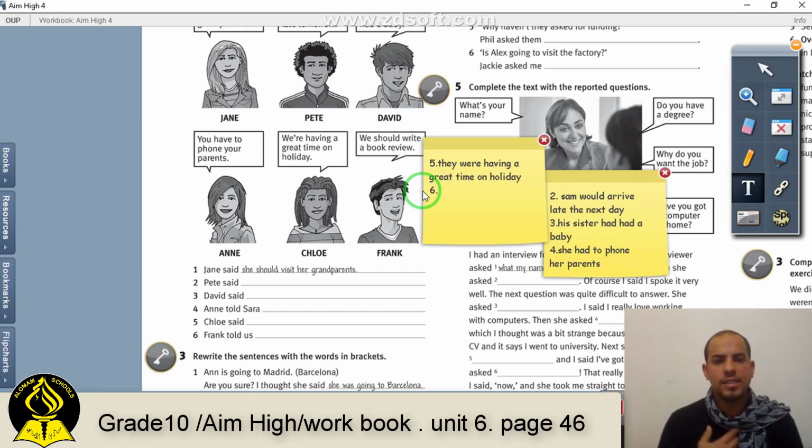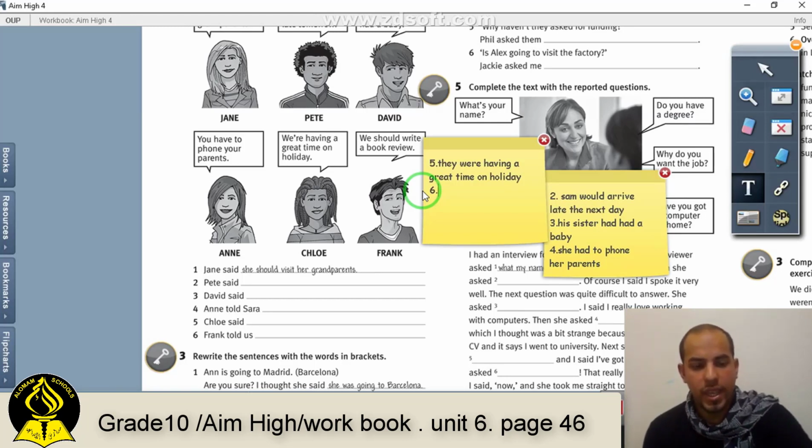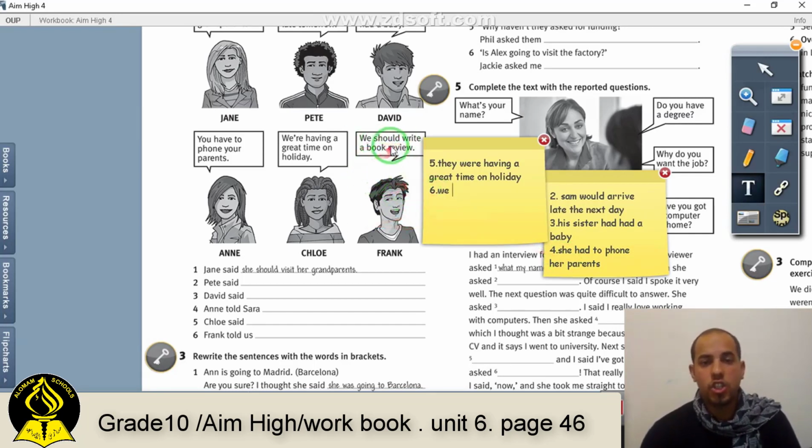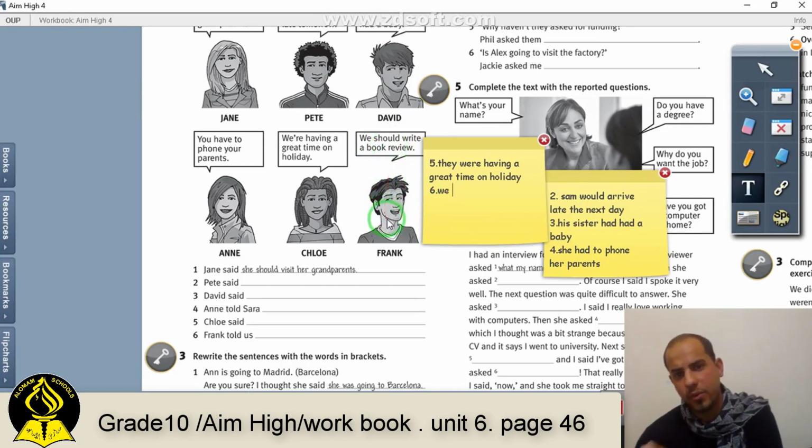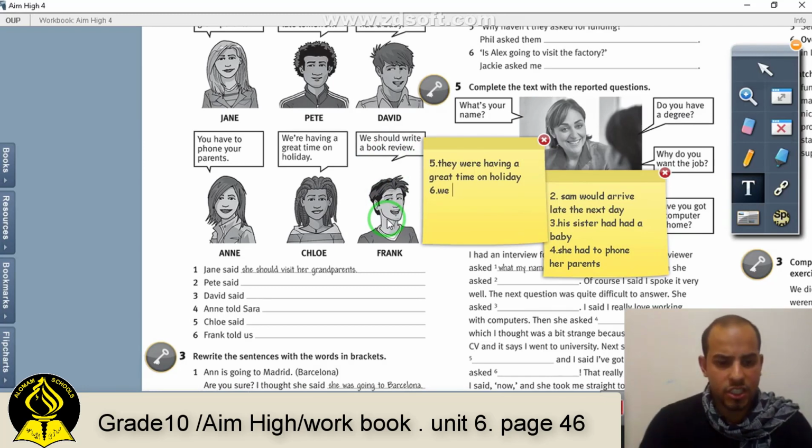The next one, number 6, and the last one. Frank told us that, so us, the object becomes we. That we, because he's talking with us, that we should write a book review. Should is the past form, and we cannot move one more step backward, so should stays should.